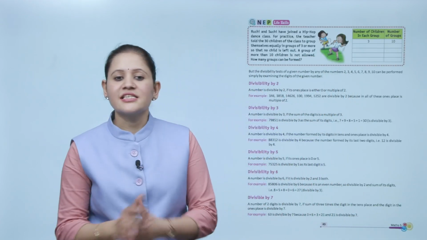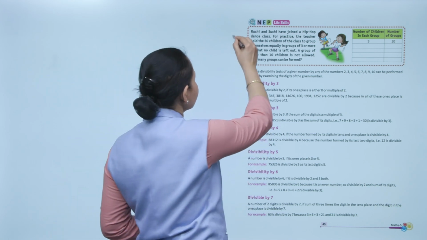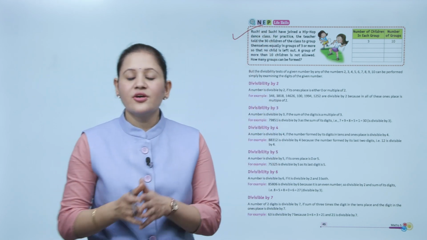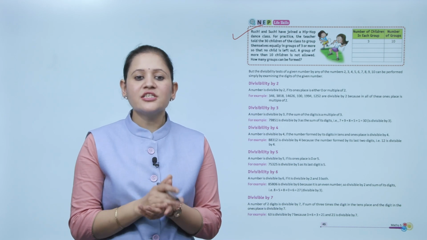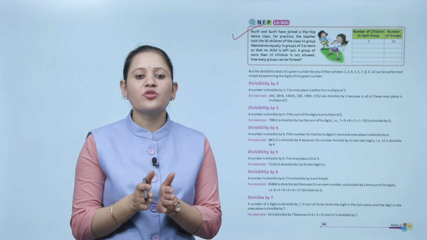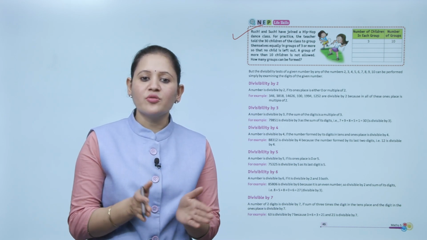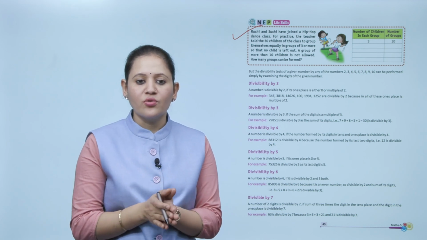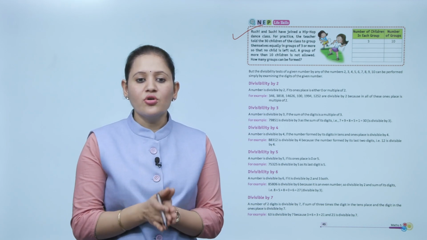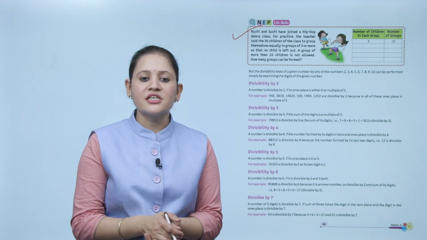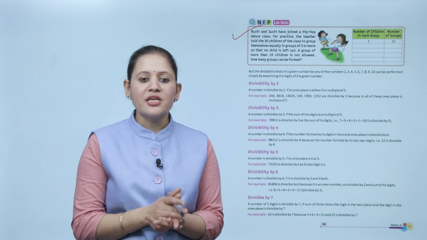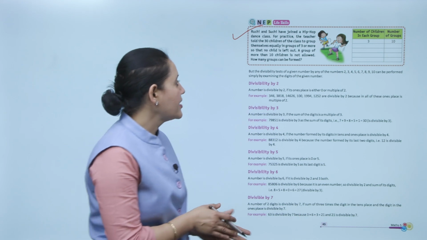Next is life skills. Ruchi and Suchi have joined a hip hop class for practice. The teacher told 30 children of the class to group themselves equally in groups of 3 or more so that no child is left out. A group of more than 10 children is not allowed. How many groups can be formed?